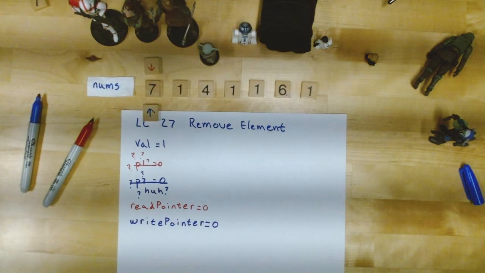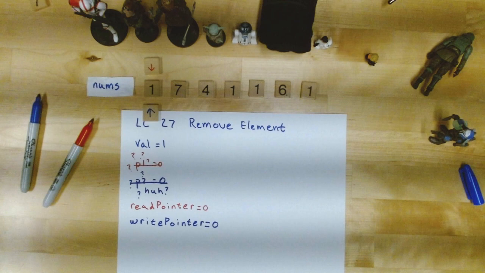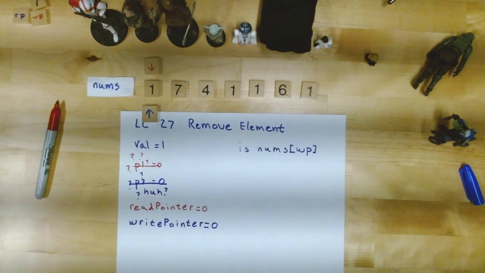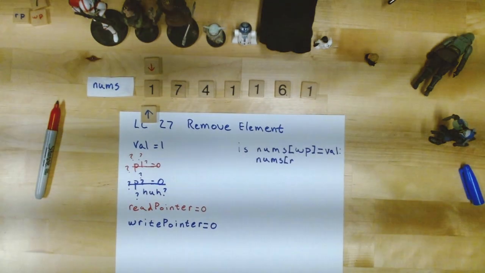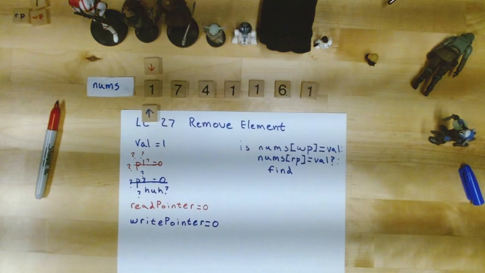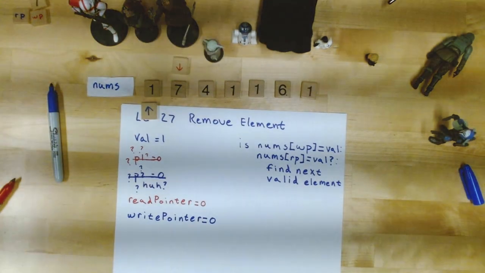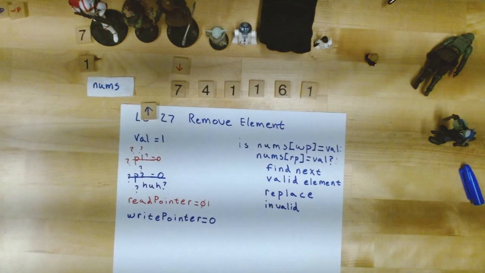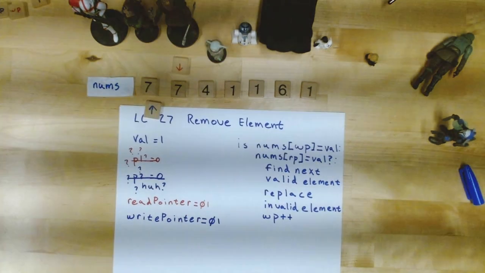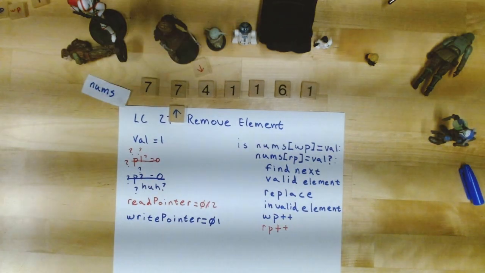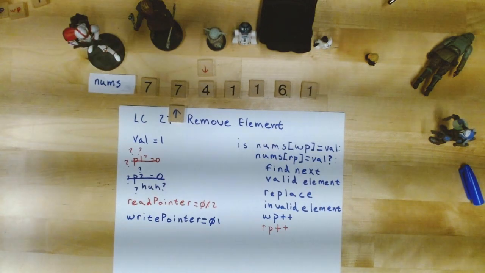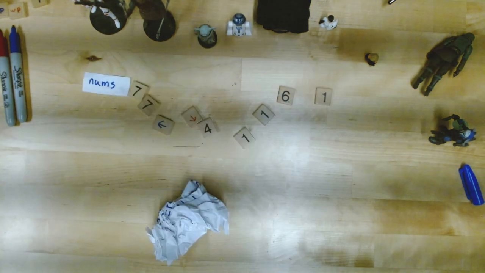Our explanation might make a bit more sense if we swap the first two elements in our nums array. The first thing we want to check is, is nums at index write pointer equal to val? If it is, then is nums at the read pointer equal to val? If it is, then find the next valid element. We will replace the element at the write pointer with the valid element at the read pointer, and then increment our write pointer by 1. We will also increment the read pointer by 1. That is the basis of our algorithm for solving this problem. Now we'll show how we're going to turn that into code.